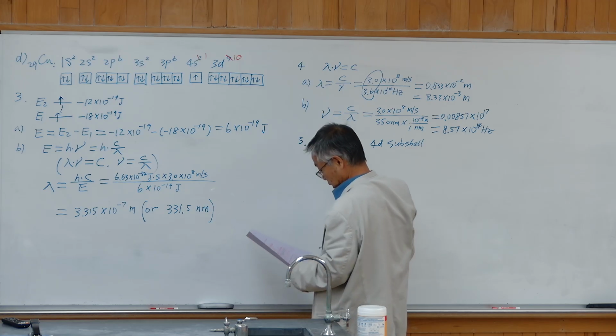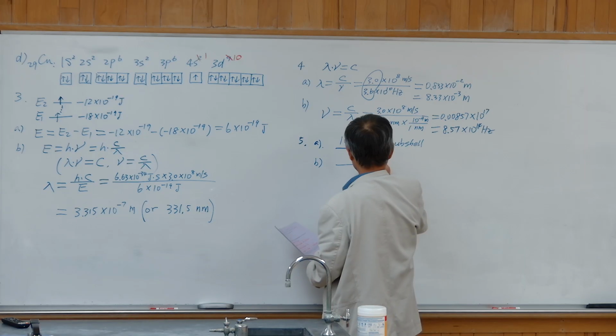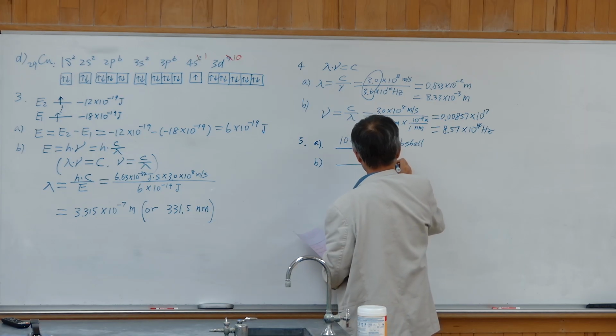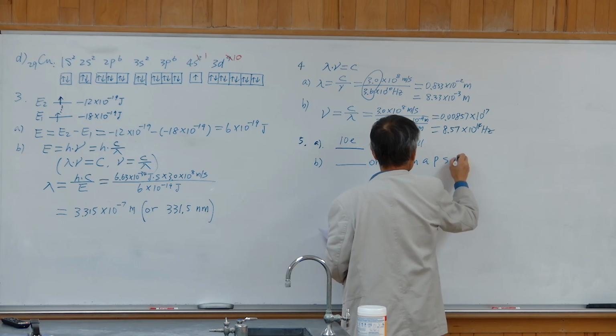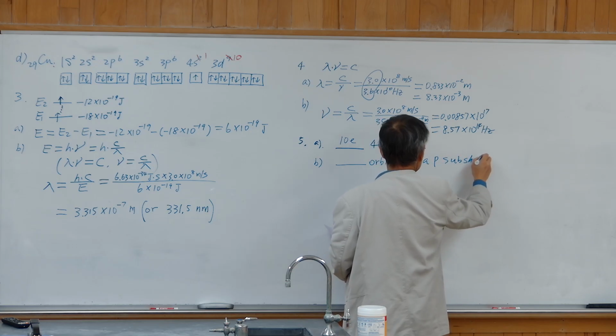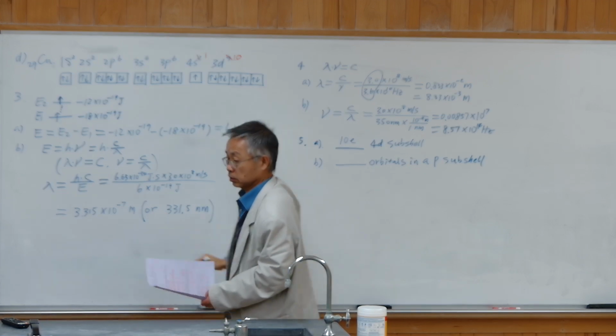B asks you how many orbitals are in a p subshell. The p subshell always has 3 orbitals, right?